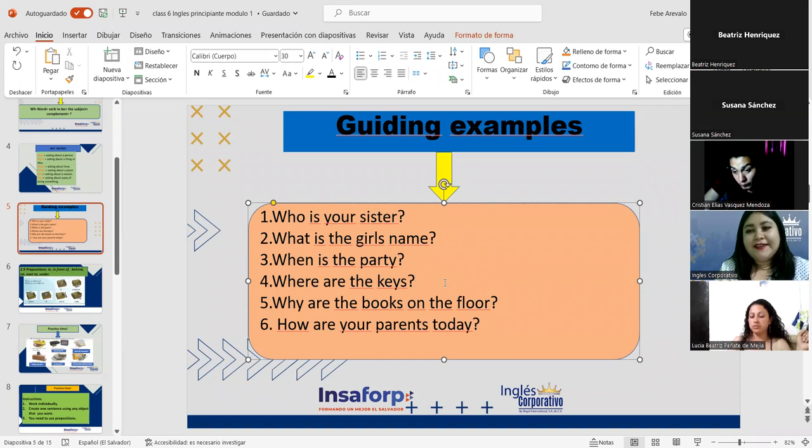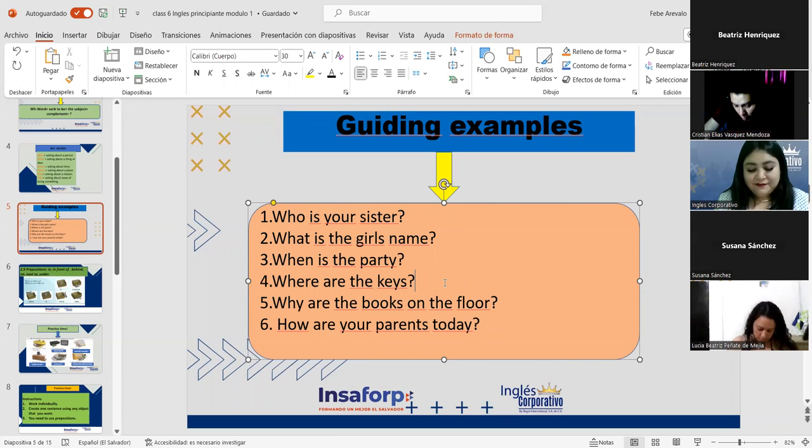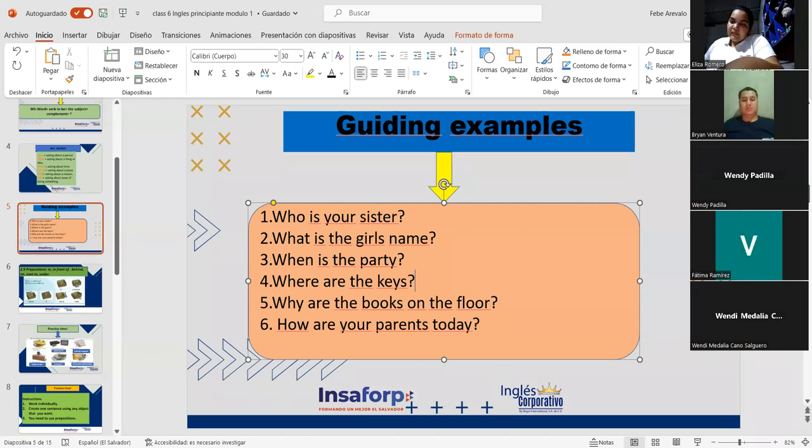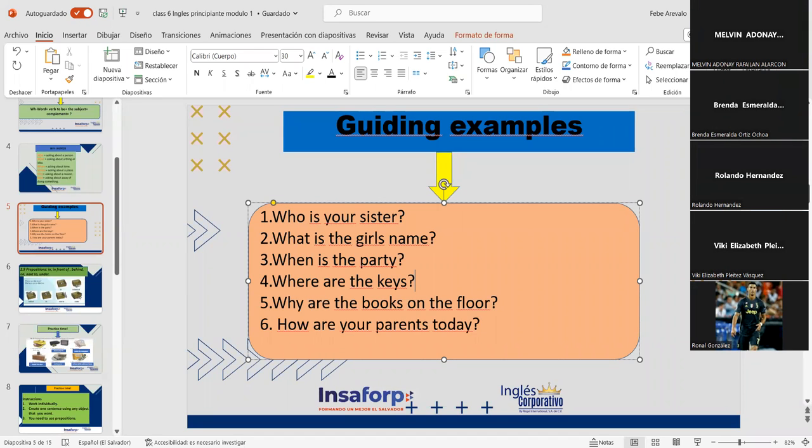Susana and then Elias. Where is my money? Very good. Excellent, Susana. Christian Elias. Who is your friend? Who's your friend? Very good. Excellent. Good ones. Let me check. Vamos con la siguiente. Fátima Ramírez y luego Rolando Hernández.